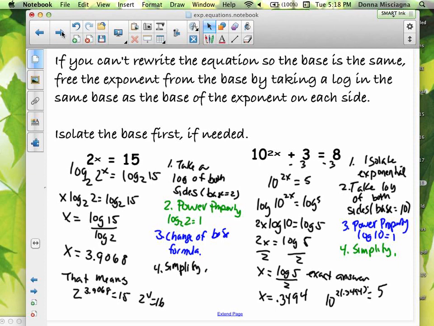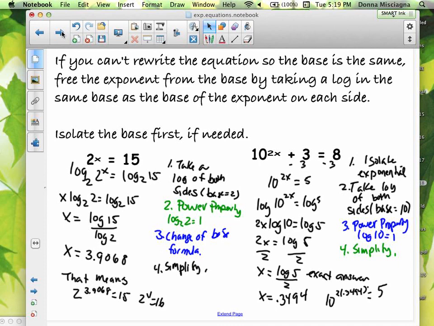So I've got x times log 2 of 2 equals log 2 of 15. And by the way, make sure you're taking notes. I know some of these are in your notes. All right, and so log 2 of 2, that's just 1. So that's just 1 times x, or x.